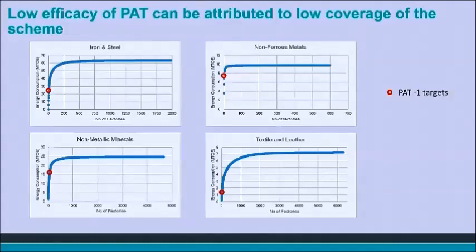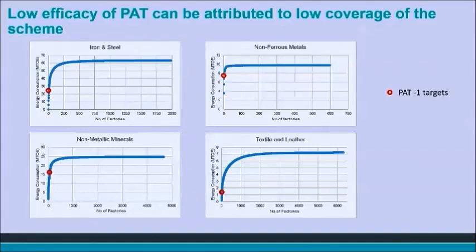Now, out of the 4 sectors, the only sector where PAT covered around 80% of the sector's total energy is non-ferrous metals. However, if we go back and recall, in terms of share of energy consumed across the industrial sector, non-ferrous metals has a very small share. The largest sector, in terms of share, consuming around 40% of industrial energy, is the iron and steel sector.